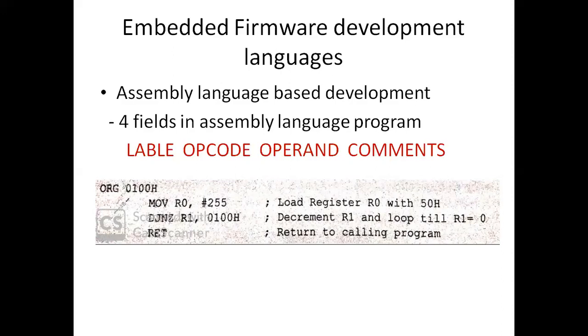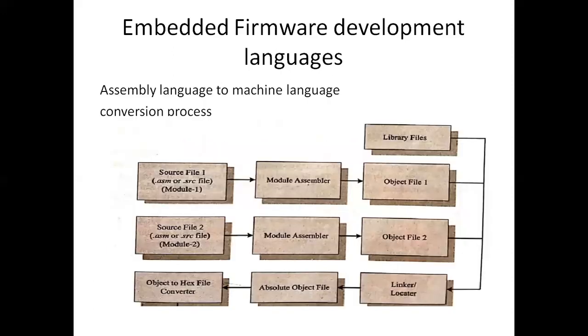That is from assembly language, how we have to convert it to machine language. That is, translation has to be done from source file to object file. You can look at these are the steps, the figure you can look at. These are the steps which are required in order to convert the assembly language to machine language.